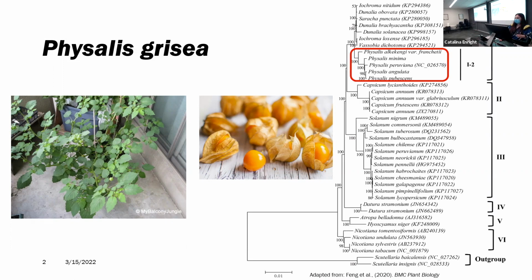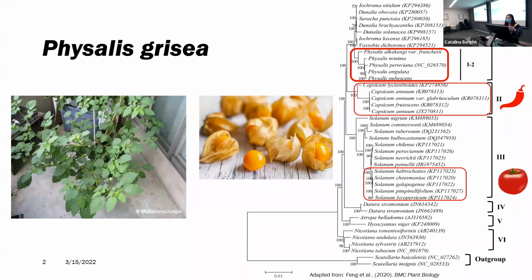And Physalis grisea is part of a genus of around 100 different species, but it is closely related to pepper and then also related to tomato as well. So it is part of the Solanaceae family.